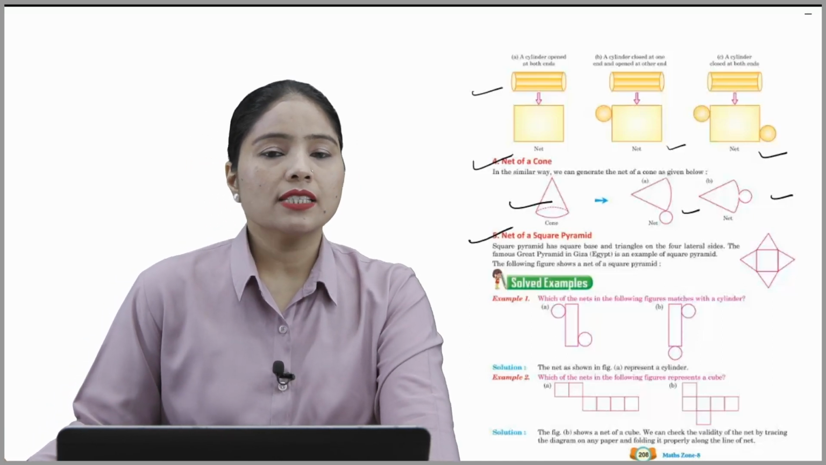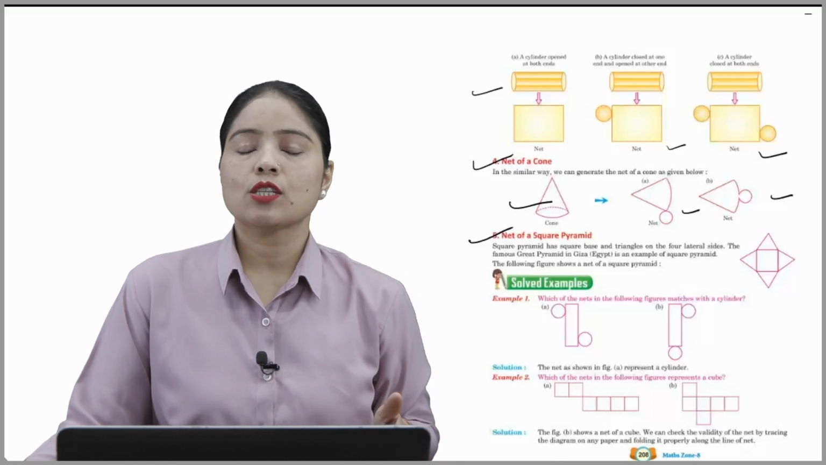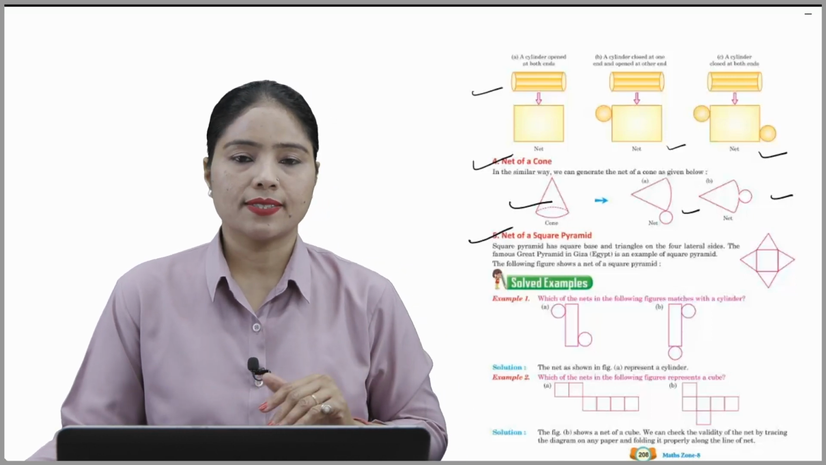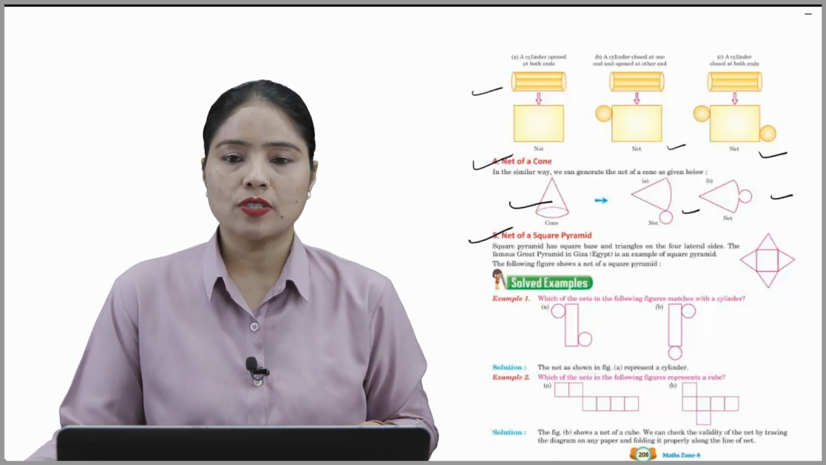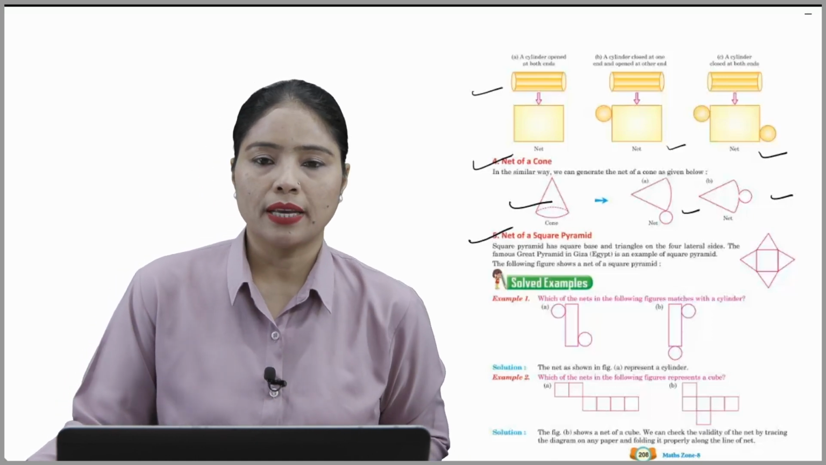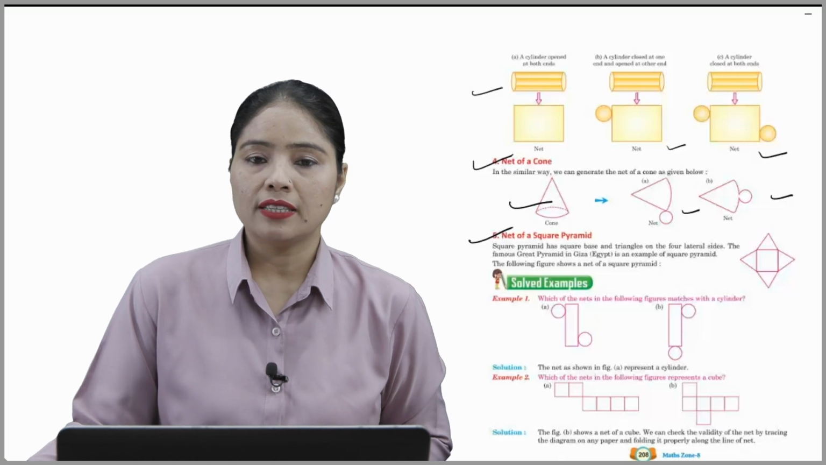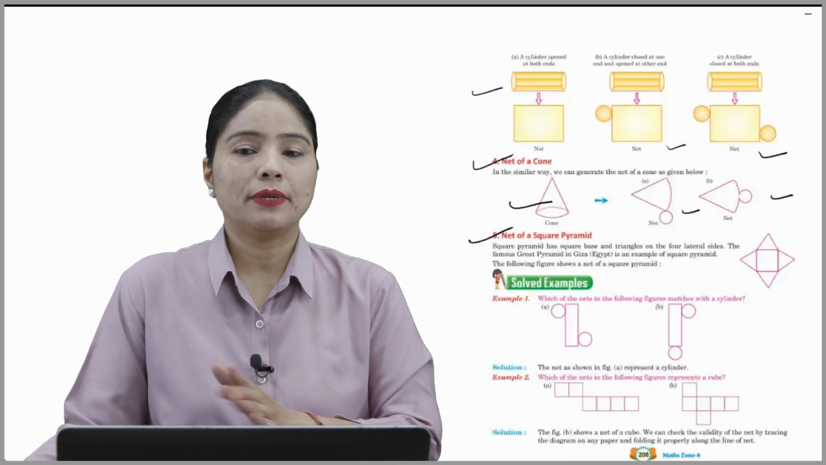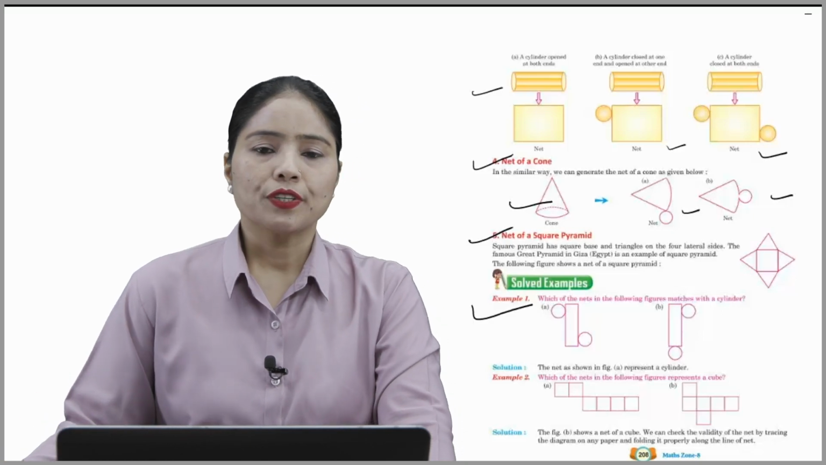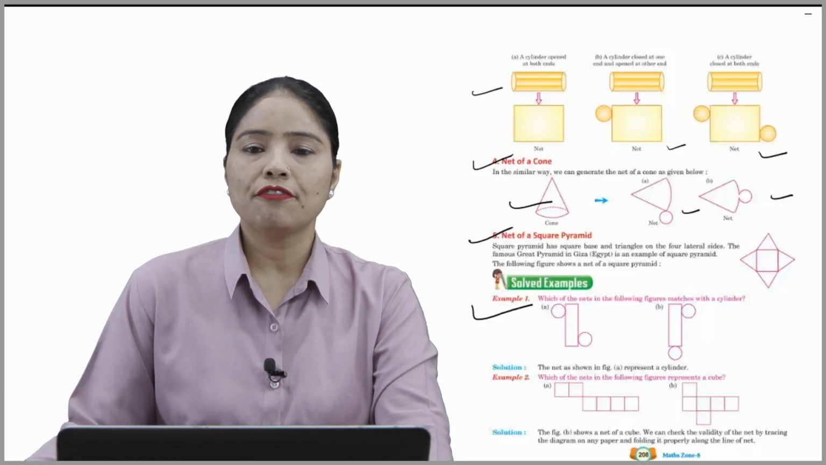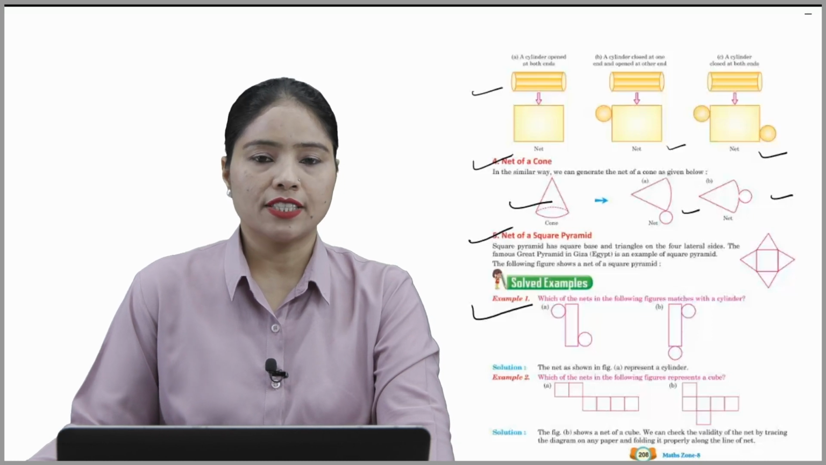Let's see. A square pyramid has a square base and triangles on the 4 lateral sides. The famous Great Pyramid in Giza, Egypt is an example of a square pyramid. The following figures show a net of a square pyramid. Solve examples. Example number 1 first. Which of the nets in the following figures matches with a cylinder?